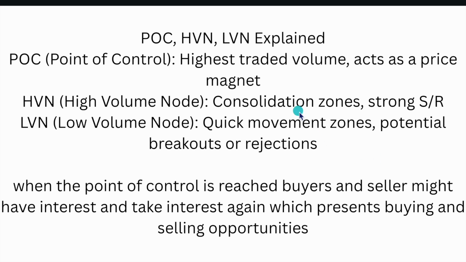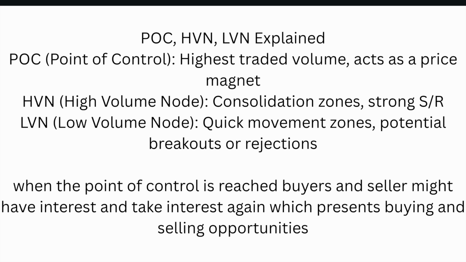Those are consolidation zones. That's typically a strong support or resistance. So if we're above the high volume node and then it starts to fall below into that zone, there's a good support level possibly there. If we're below the high volume node, and then we get up to it, then that could be a possible strong resistance level.